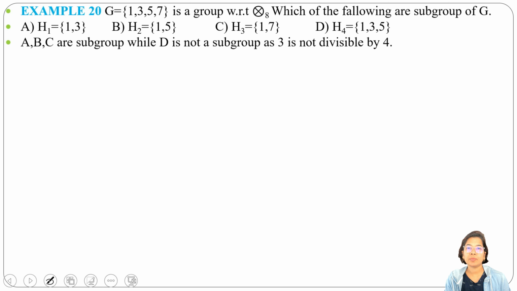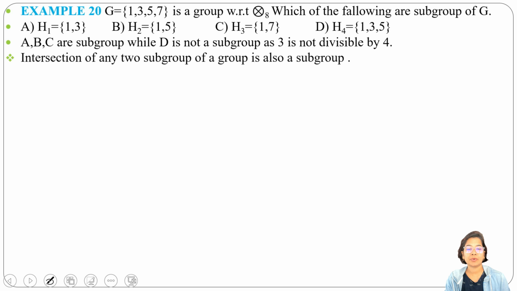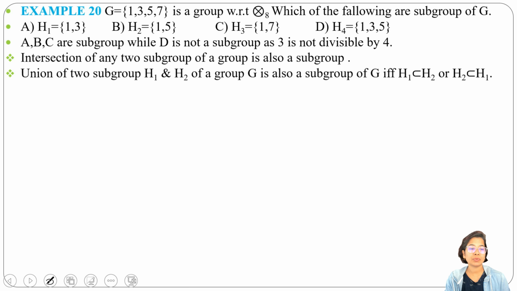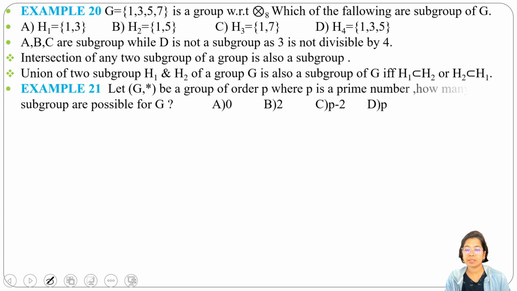Intersection of two subgroups of a single group is a subgroup, but union of two subgroups may or may not be a subgroup of that group. If H1 is a subgroup of H2 or H2 is a subgroup of H1, then their union is a subgroup. So union may be a subgroup, may not be a subgroup.